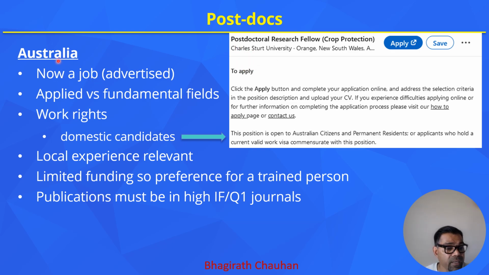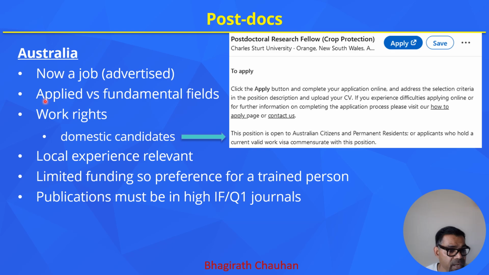Now in Australia, postdocs are considered a job. So they must be advertised. You can't really give them directly; you need to apply. For example, I work in an applied field, and most of my funding comes from growers, grain growers.